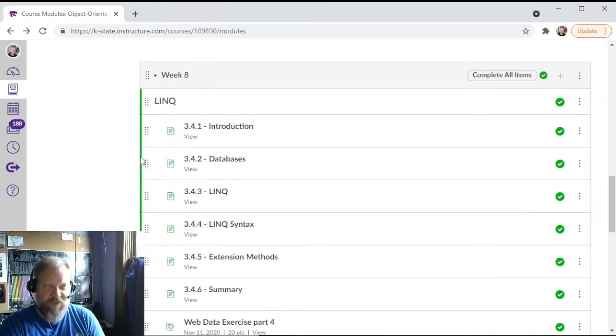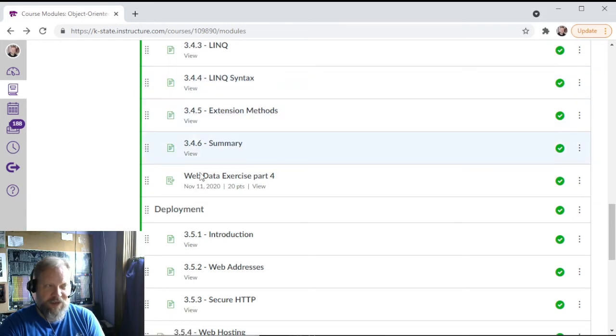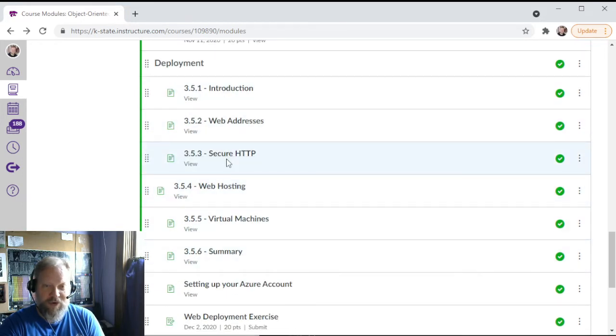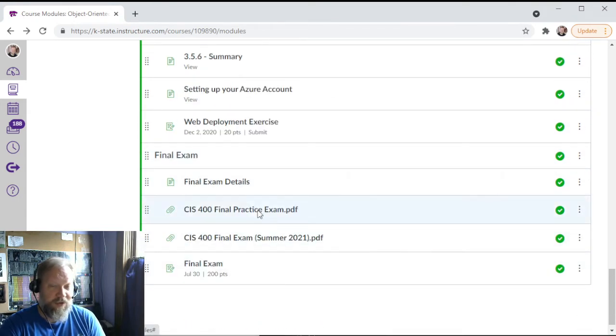So we are going to have a little bit of coverage of LINQ, and then also of deploying our web apps, in this case to Microsoft Azure, which is one of the many ways we can deploy a web app. So this one covers that a little bit. And then we're going to have our final exam.